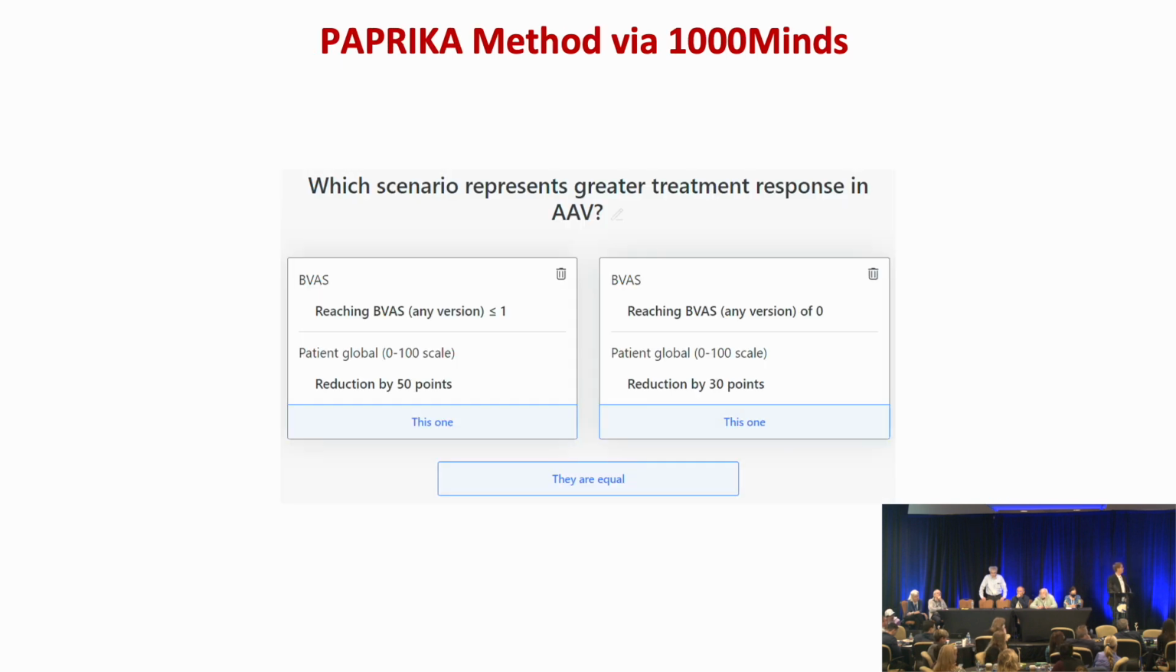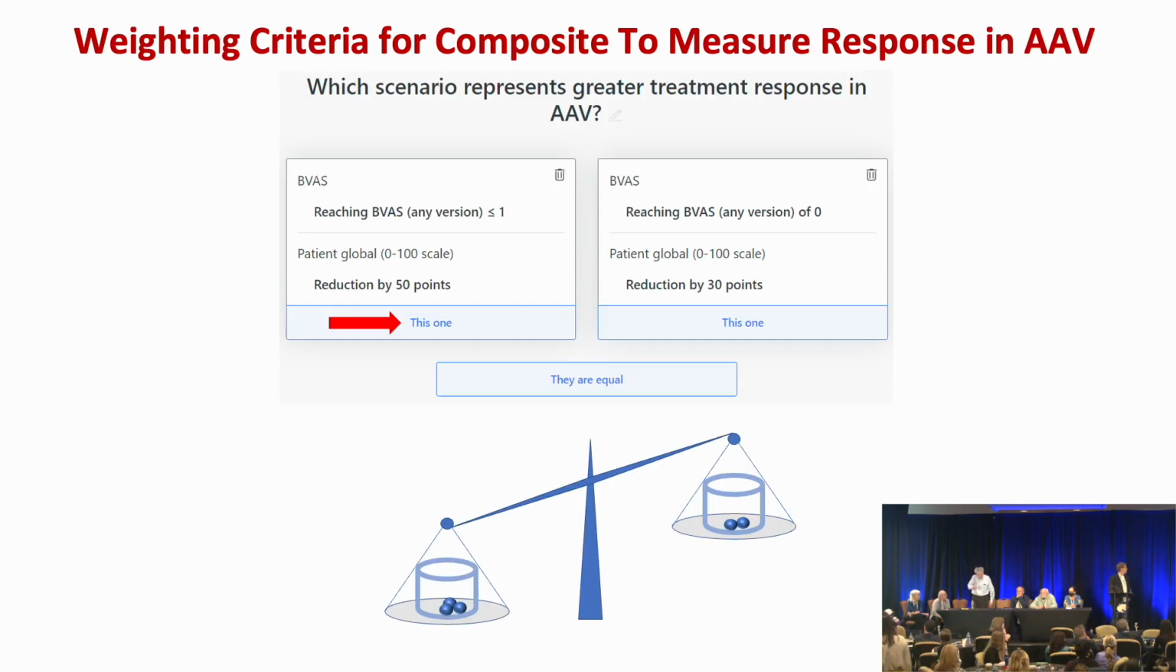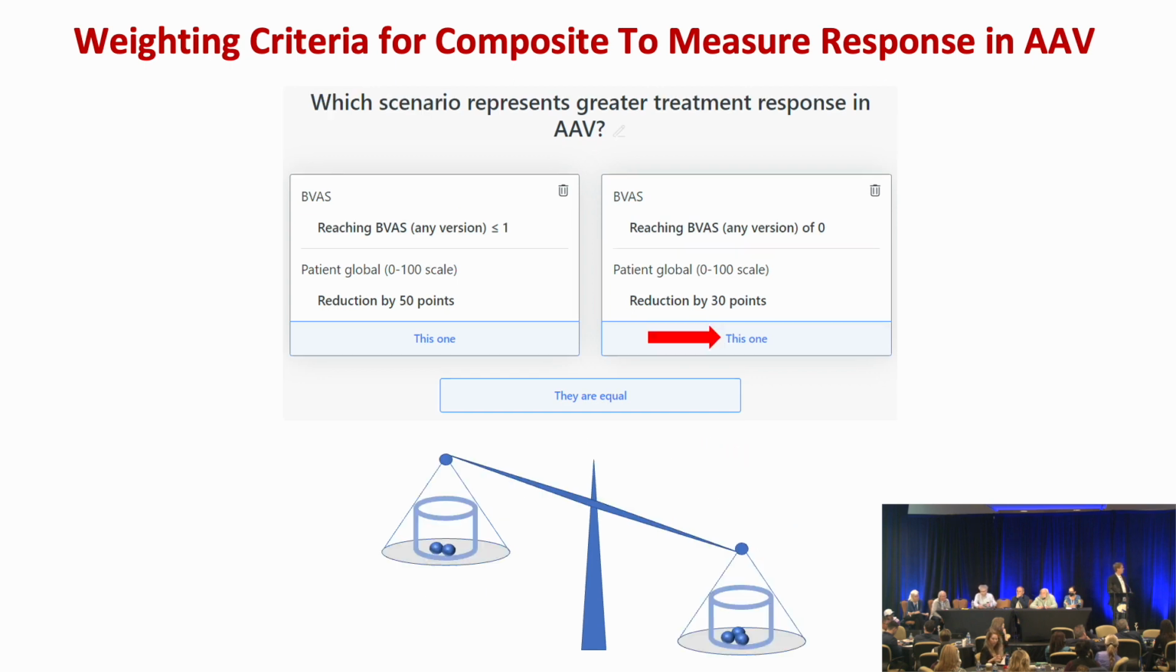So this is a screenshot from a 1000Minds exercise. In this question, the participant is asked to compare BVAS versus patient global, by comparing which scenario represents greater treatment response in ANCA vasculitis: reaching BVAS down to 1 or less and having a reduction in patient global by 50 points, versus the other scenario reaching BVAS even further down to 0, but a lesser response in the patient global by 30 points.